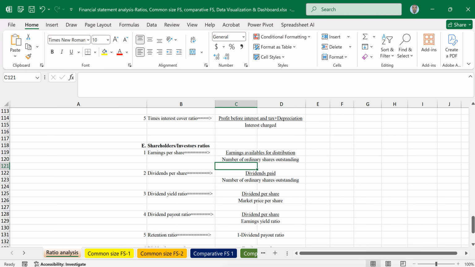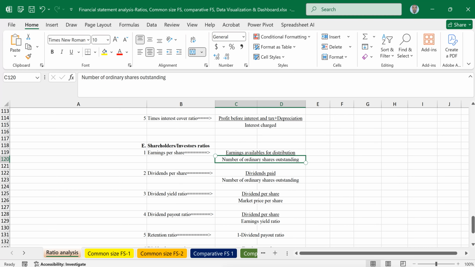The earnings available for distribution, which you get after deducting preference dividend, divided by the number of ordinary shares outstanding at the end of the year. Then the dividend per share: the amount of dividend that you paid, divided by the number of ordinary shares outstanding at the end of the period. So that is EPS and also DPS.